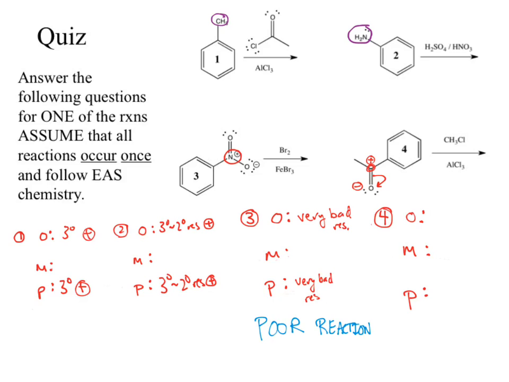Okay. Which structure? Top, middle, bottom? What's the issue with the middle one? What do you mean 2 positives-ish? I see a tertiary carbocation. It's got 3 carbons attached to it. Why is that bad?